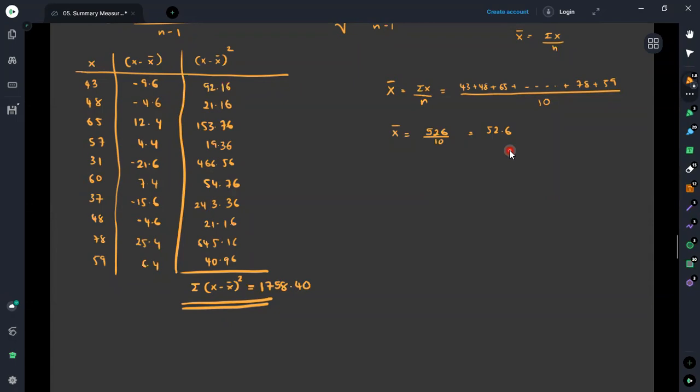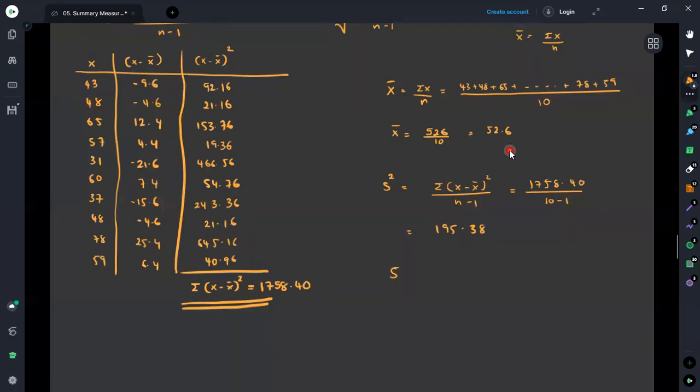Now we can apply the equation. Here, first we'll take the value for s squared. S squared can be obtained as the summation of x minus x bar squared divided by n minus 1. Then this leads to 1758.40 divided by 10 minus 1, and accurate to two decimal places, we are getting this answer as 195.3. Therefore, this would be the variance for the data set.